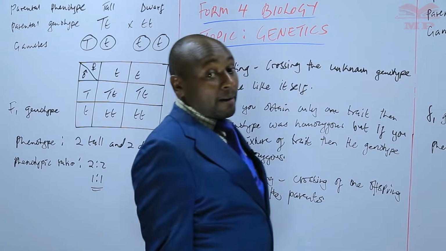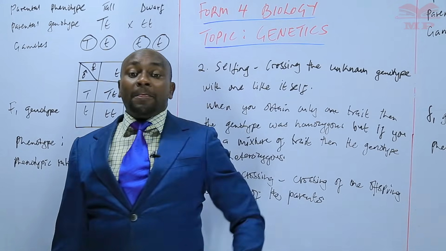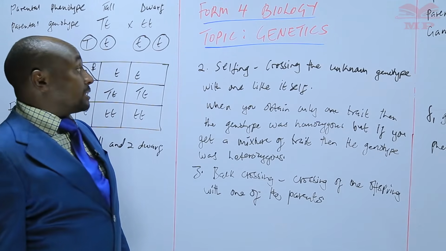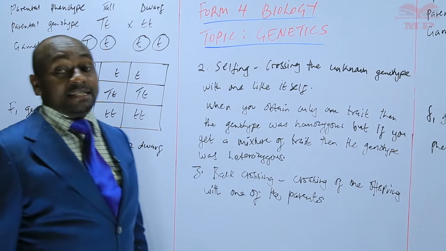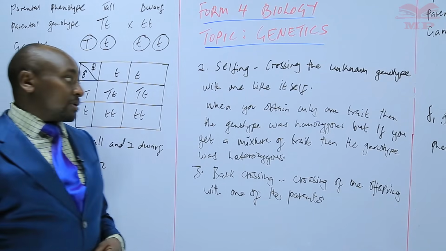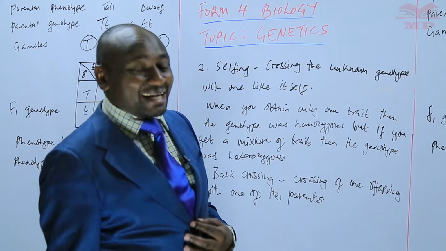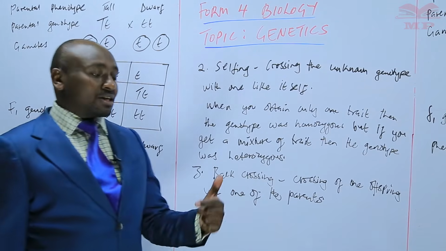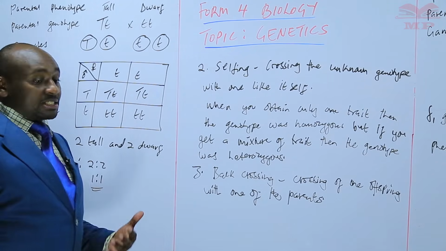So selfing, back crossing, and crossing with the homozygous recessive are ways of determining the unknown genotype. And we basically refer to them as test crossing. We are testing. We are trying to find out what is the genotype.